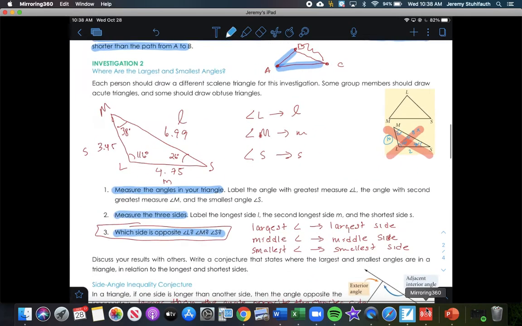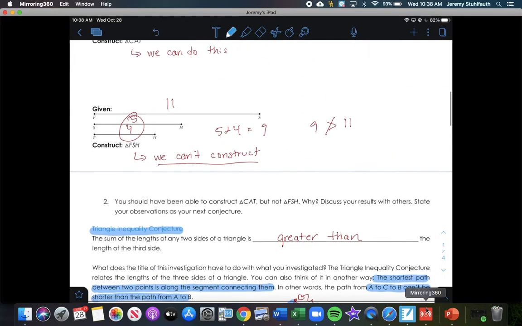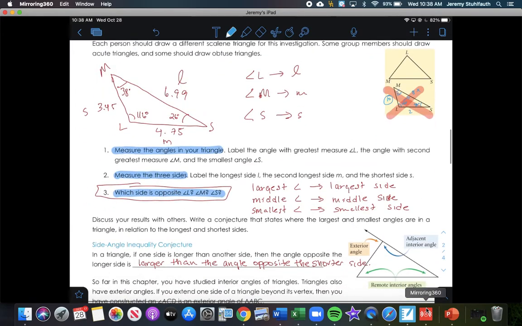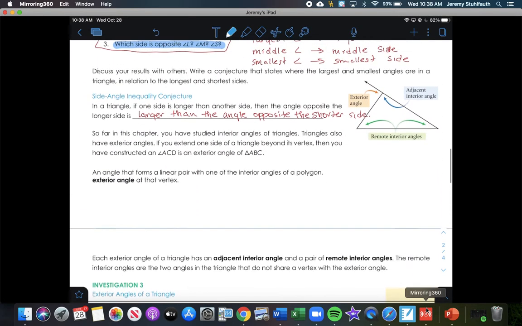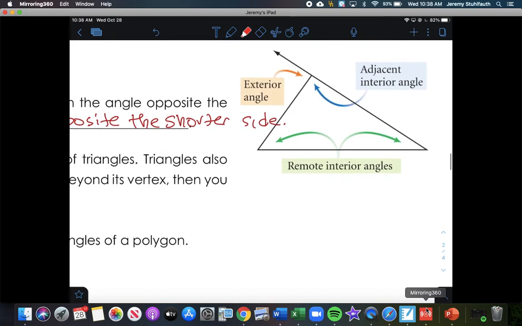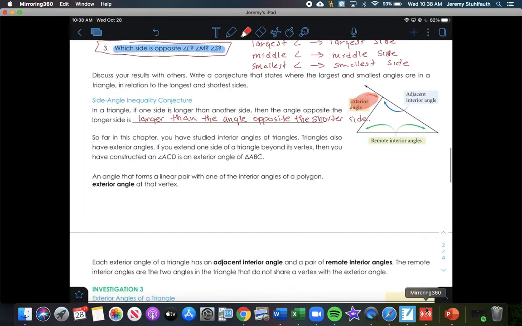Okay, so we've gone over the triangle inequality conjecture. We've gone over the side angle inequality conjecture. We have one more conjecture to figure out, but what I want to do is take a second to talk about these vocab words up here. Okay, so let's say you have a triangle that has a ray that extends out past the triangle. This angle right here on the outside of that triangle is called an exterior angle. So an angle that forms a linear pair with one of the interior angles of a polygon is called an exterior angle at that vertex.